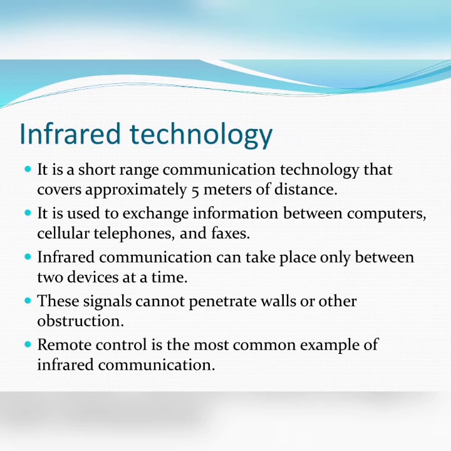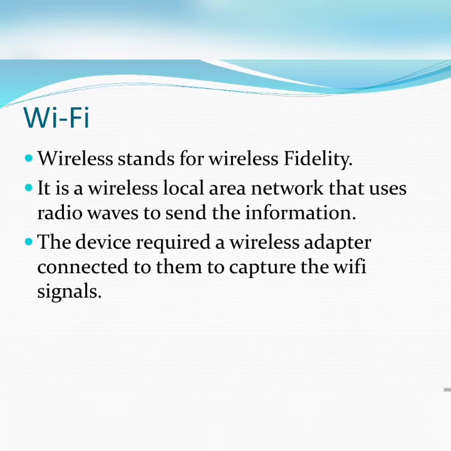If we talk about infrared technology, it is a short range communication technology that covers approximately 5 meters of distance. It is used to exchange information between computers, cellular telephones, and faxes. Infrared communication can take place only between two devices at a time. These signals cannot penetrate walls or other obstructions. Remote control is the most common example of infrared communication.